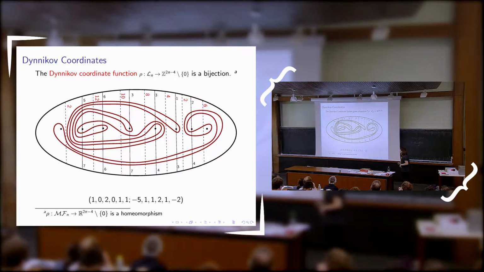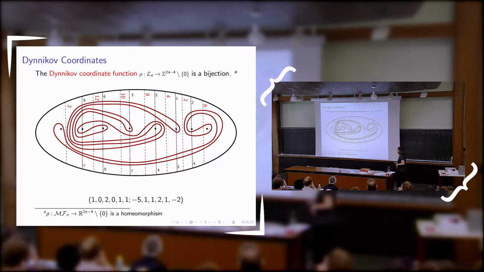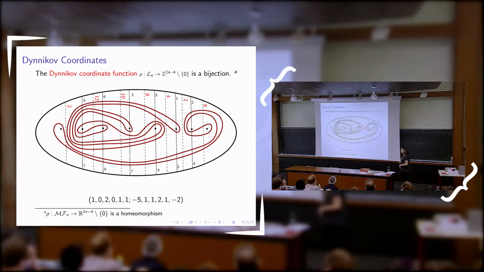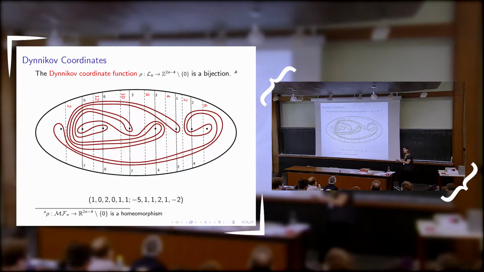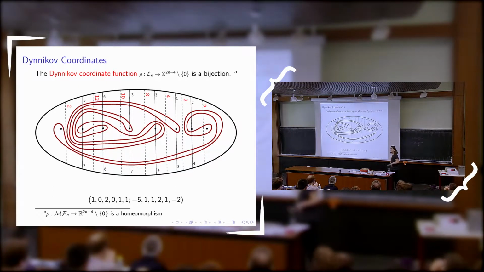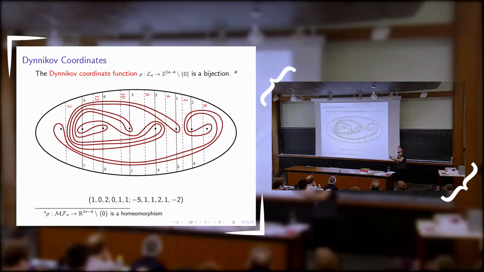Okay. So if you compute the rest of the Dynnikov coordinates in a similar way, you get a vector of length 2n minus 4. Well, this number here is not a coincidence. In fact, the Dynnikov coordinate function is a homeomorphism from the set of measured foliations on the n-punctured disk to R^{2n-4}. You can use this coordinate system also to coordinate your measured foliations, which is very helpful in studying dynamics of surface homeomorphisms.